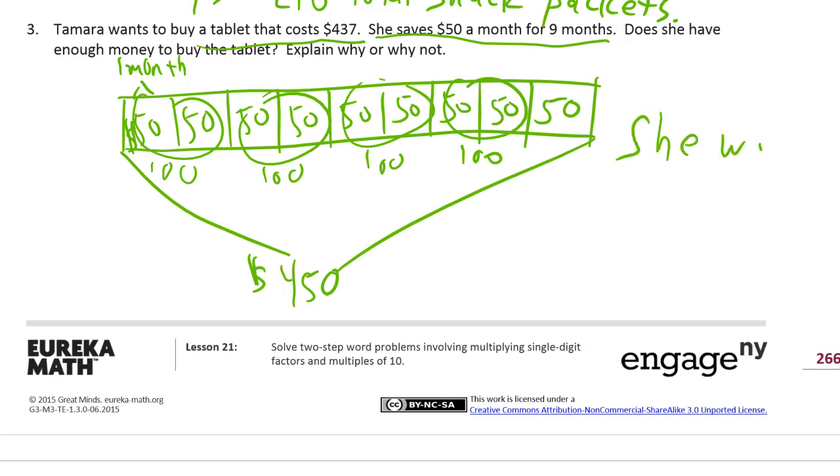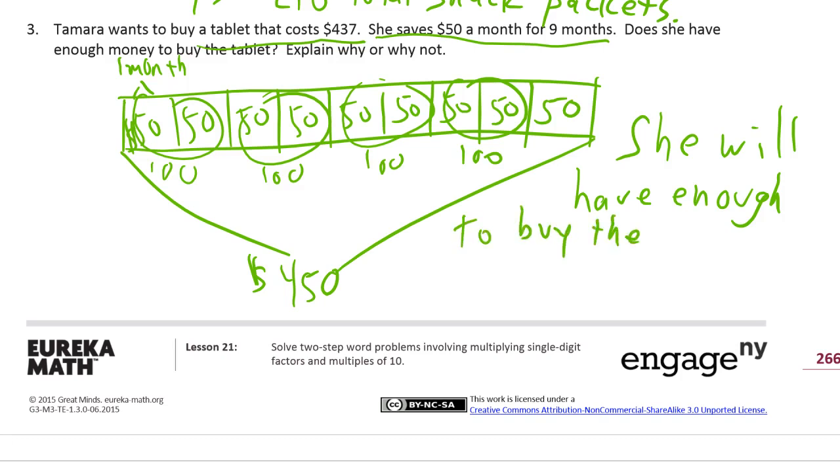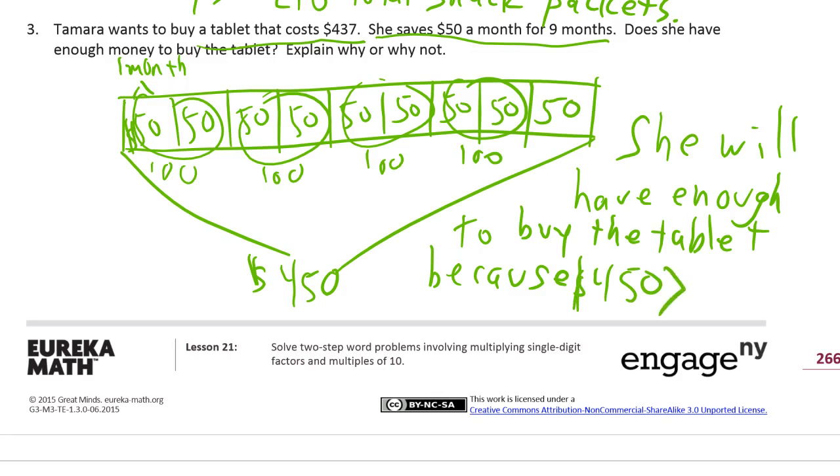She will have enough to buy the tablet. Because 450 is greater than the 437.